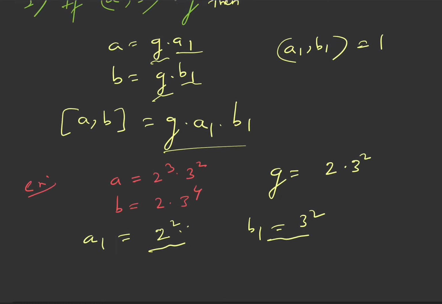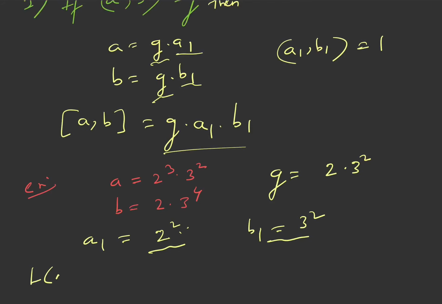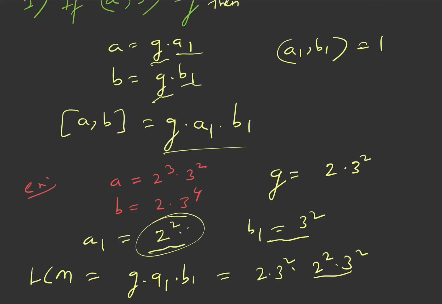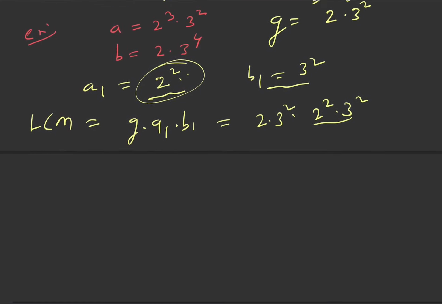So you can see that nothing is common in A1 and B1, and now LCM will be simply G into A1 into B1, that is nothing but 2 into 3 square, and still you need to take 2 square and 3 square, because see, you wrote A as G into A1, and B as G into B1. Now you need to take the common multiple, right? So you can take G directly, G is fine. And now in A1 and B1 you can see that nothing is common, so you have to take both A1 and B1, right?